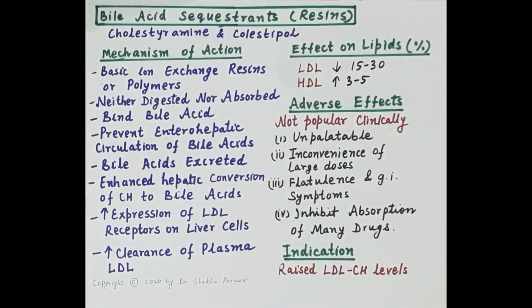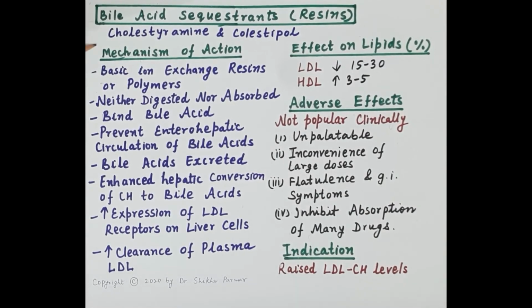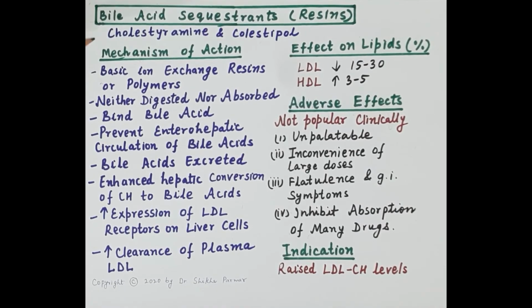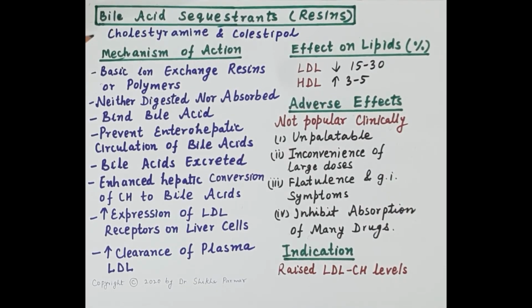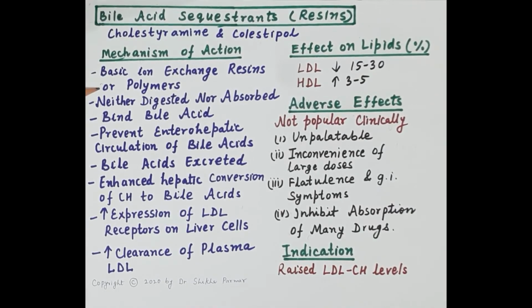Now, let's talk about the pharmacology of bile acid sequestrants, also termed as bile acid resins, for example, drugs like cholestyramine and colestipol. Now, one thing to remember, that these drugs reduce the level of LDL cholesterol in the blood. Now, mechanism of action, these drugs are the basic ion exchange resins or polymers. And since these drugs are polymers, they are neither digested nor absorbed in the body. And these drugs are only excreted as such from the body, they are not metabolized.